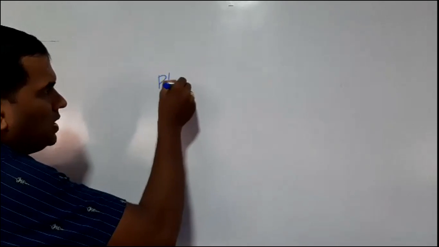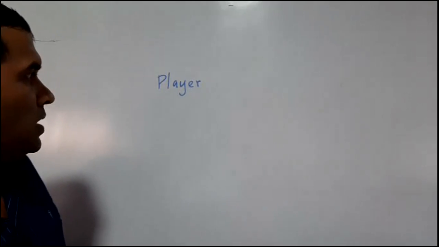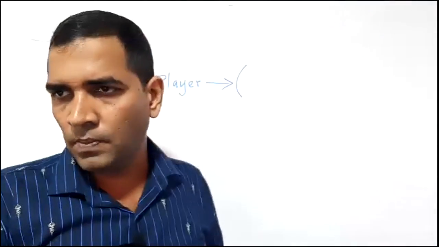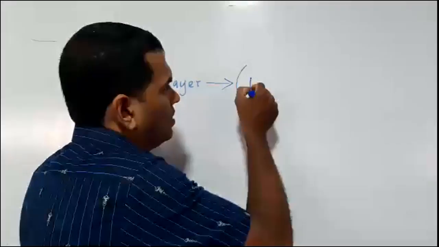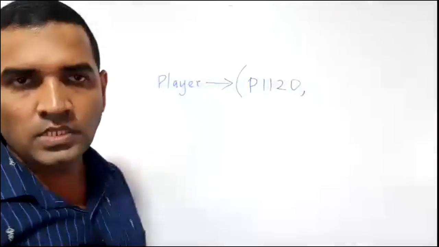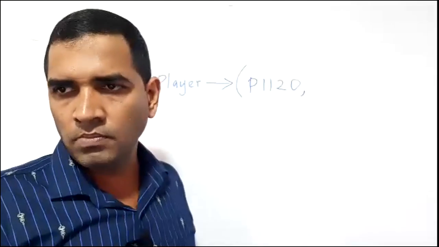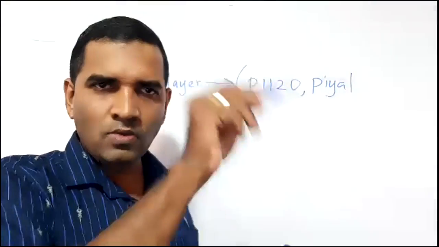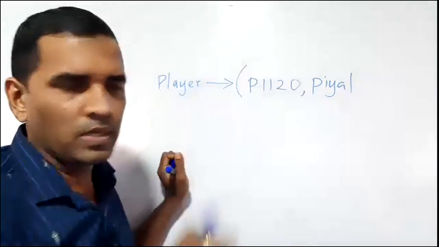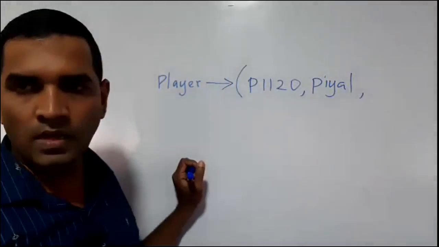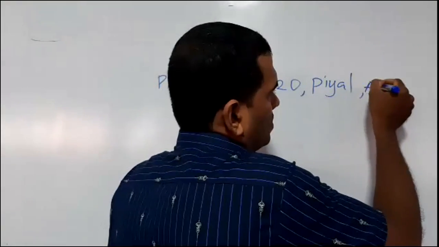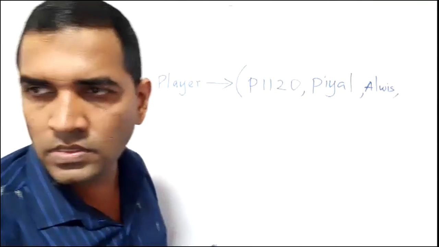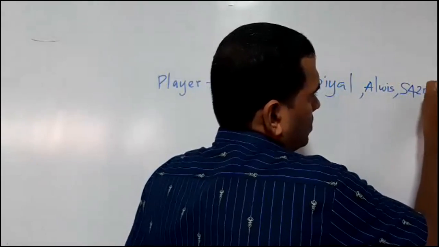Player table. So write the table name, player, and then arrow, within brackets. So first field, right? What is the first field? Player ID. What is the player ID? P1120, comma. This is field 1. Have you understood? Then field 2. What is the first name? PR. In the previous years, we tried to show it like a record. Yes, it is also a record, but we are following the format. PR. Okay, I have written the first name, then the last name. What's the last name? Elvis, comma. What's the last field? Student ID, right? What is it? S4205. Bracket closed.